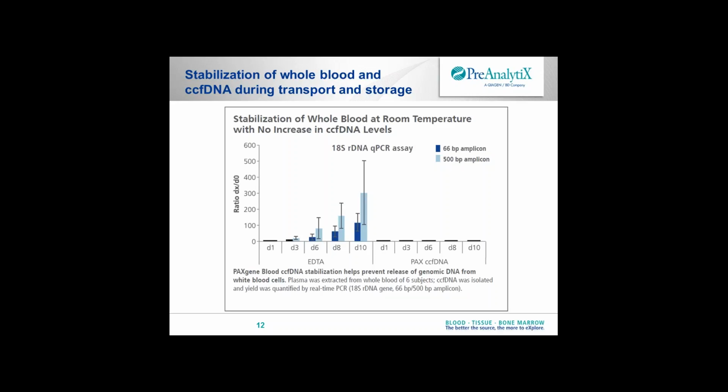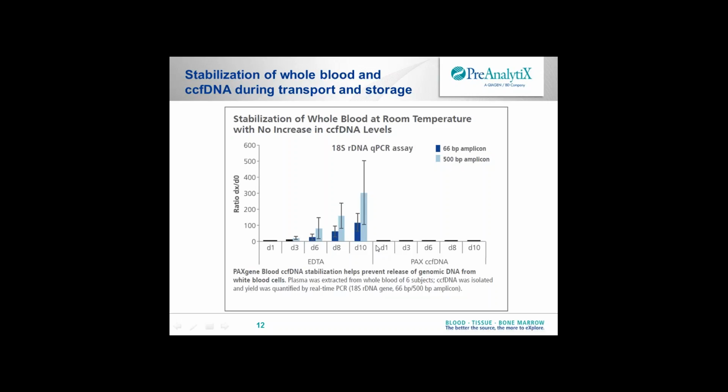On the left part of this figure, you see what happens during EDTA storage, very similar to what is shown in the Agilent. You get a strong increase over time at room temperature storage for the two different amplicons, which is shown on this axis here. So the ratio between the day 0 copy numbers compared to the different time points shown here. You see that after 10 days you have a 100 to 300 fold change induction over time for the EDTA tube.